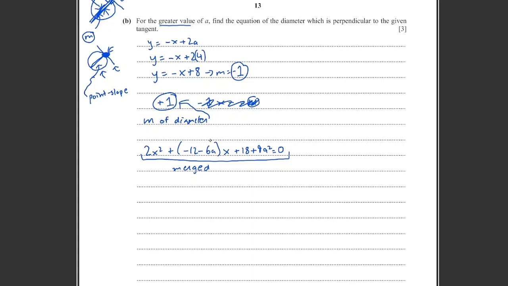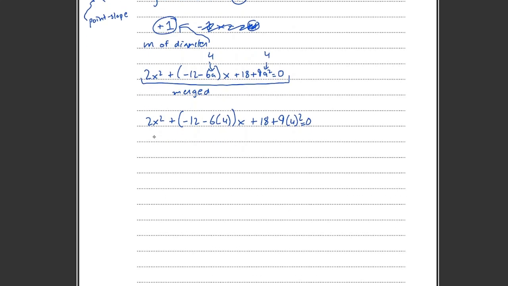So I'm going to plug in the value for a, which is 4, because they want us to use the greater value. This is going to be 2x squared minus 12 minus 6 times 4 x, and then 18 plus 9 times 4 squared, equal to 0. Let's solve this out. It solves out to 2x squared minus 36x plus 162. So this is the final merged equation that you have.